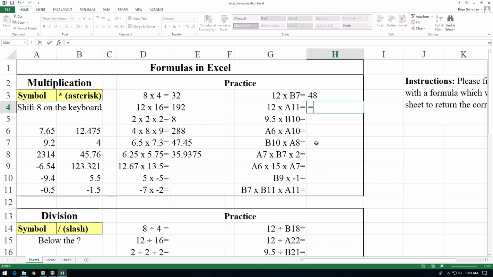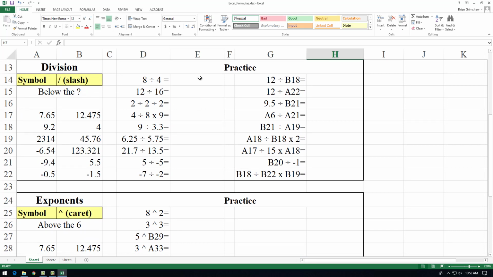Also, one other little trick, you don't actually have to type cell addresses if you don't want to. For instance, right here, I can type equals 12 times, and I can go over here and click on A11. It'll just put it in there for me. See that right there? You just threw that right in for me. So sometimes clicking on it's faster. Sometimes just typing it's faster. That's up to you. Do whatever you think is in your best interest.